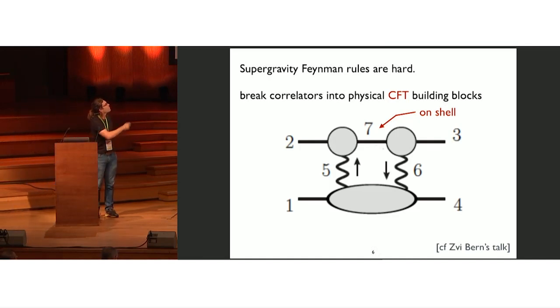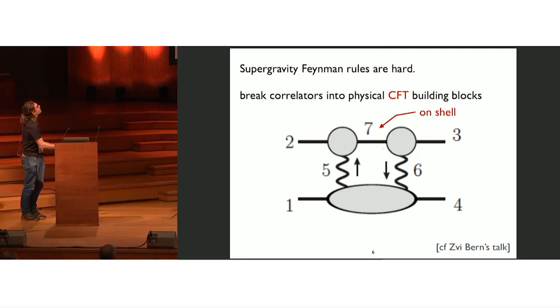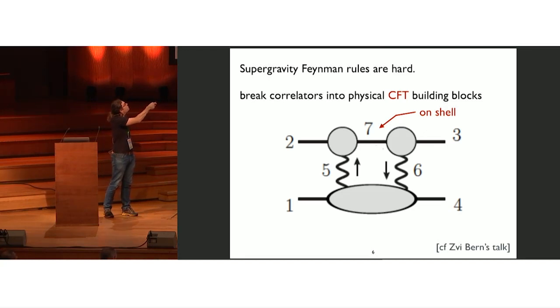Okay, so Feynman diagrams in supergravity are hard. In AdS, it's even harder. We're not going to do that. What we're going to do is try to break this calculation of correlation functions into physical building blocks. I picked this slide from Zvi's talk because the spirit of what I'm going to do is very similar to the cutting rules that are widely used in scattering amplitudes: perturbation theory to build loops from trees and trees from simpler trees.